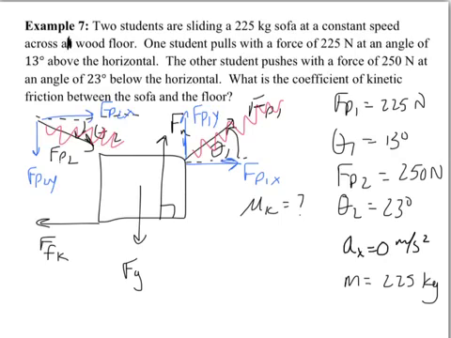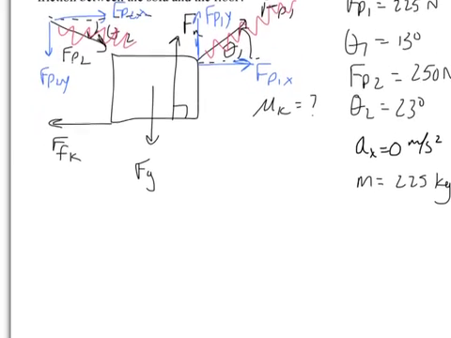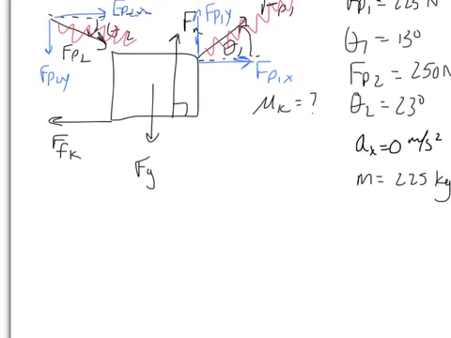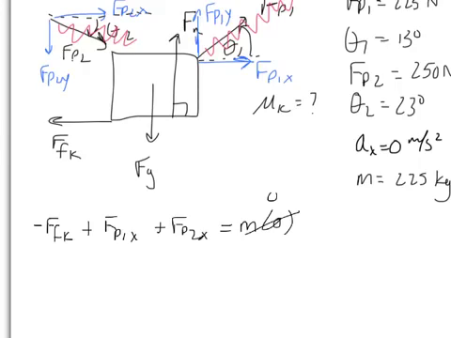Let's take a look at our equations of motion now. We will start in the x direction. In the x direction, we've got friction acting backward. We've got FP1x acting forward. We've got FP2x acting forward. And since it's moving at a constant velocity, the acceleration is 0, so it's m times 0. So this is just 0.